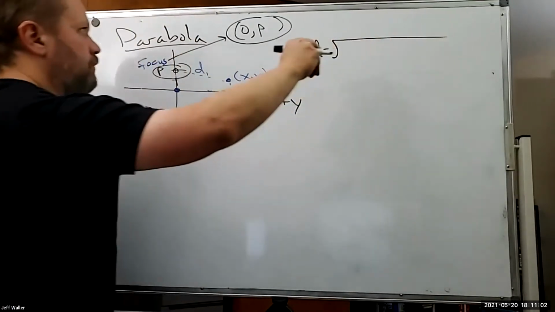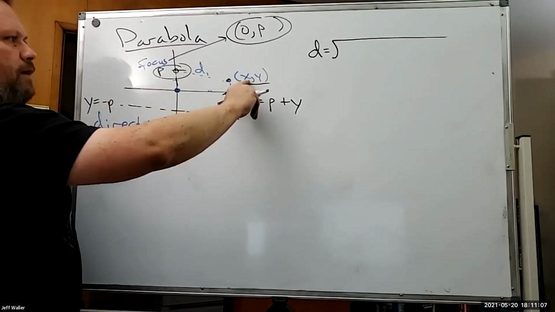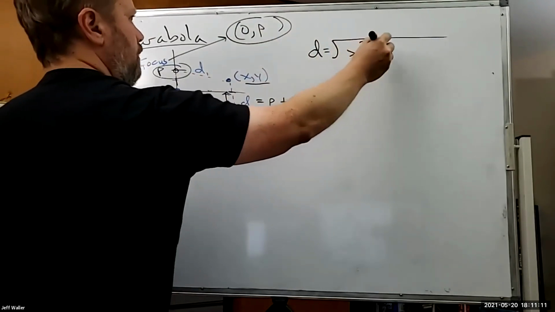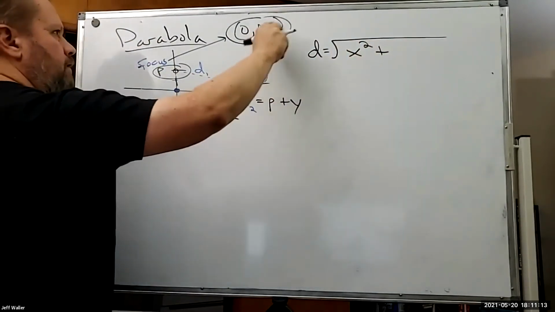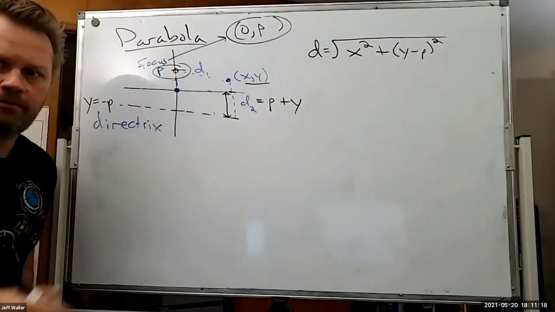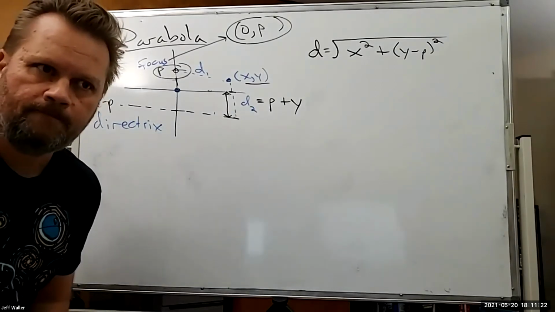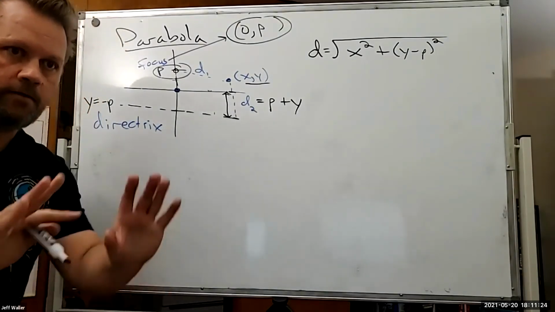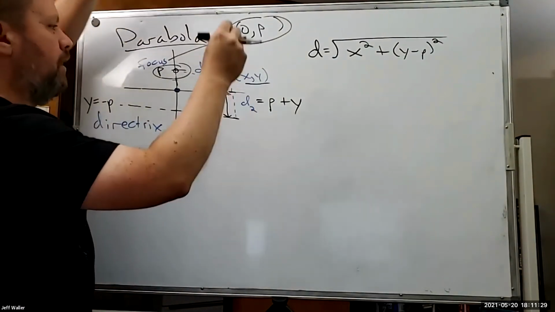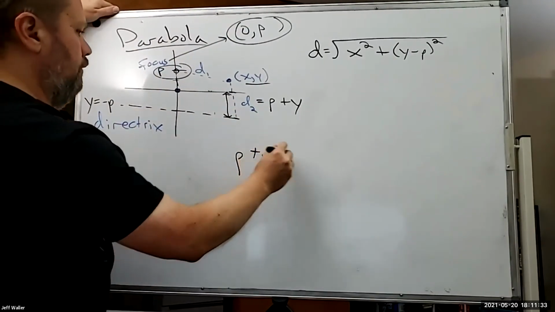You guys remember the distance formula, right? So let me do it this way. It'll be x minus 0 squared, so x squared plus y minus p squared. Somebody cool with that? All right, now, what do we say has to be true about these two distances? What's the fundamental property of parabolas? These two distances have to be equal.